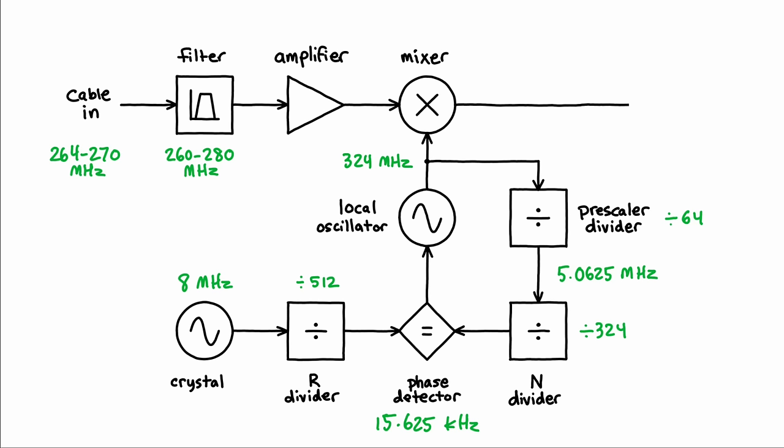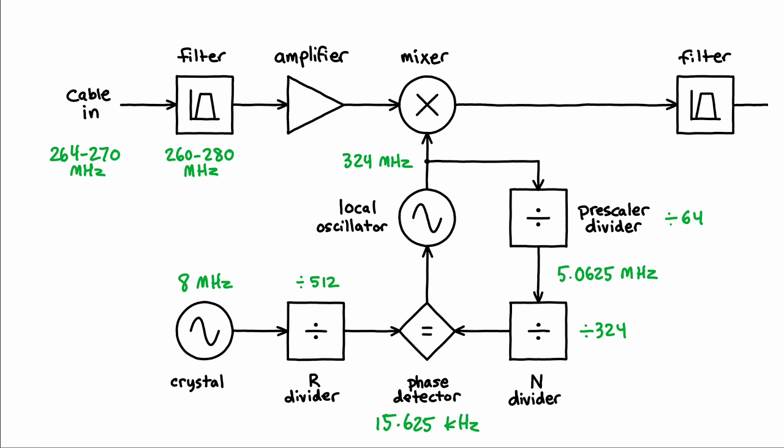Now that we know what our input frequency range should be and what our local oscillator frequency is, we can figure out what the intermediate frequency is, the frequency coming out of the mixer in the first compartment and being allowed through by the filters in compartments 2 and 3. The output of a mixer is the sum and difference of the local oscillator frequency and the input frequency. The input frequency is in the range of 264 to 270 MHz. The local oscillator is 324 MHz.